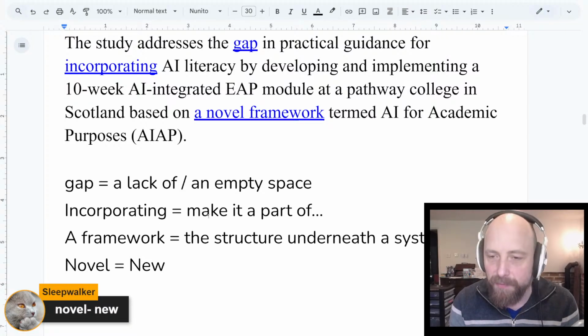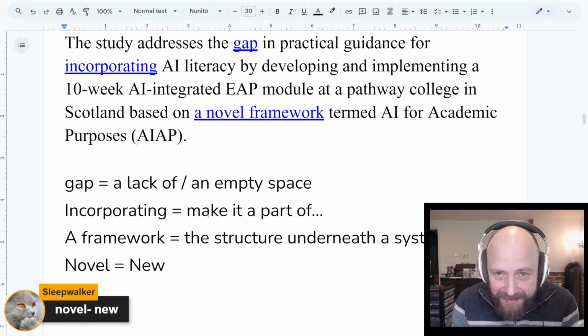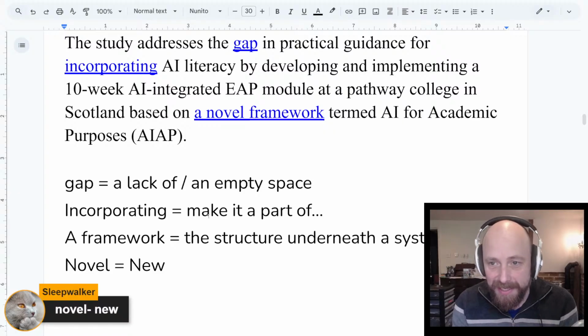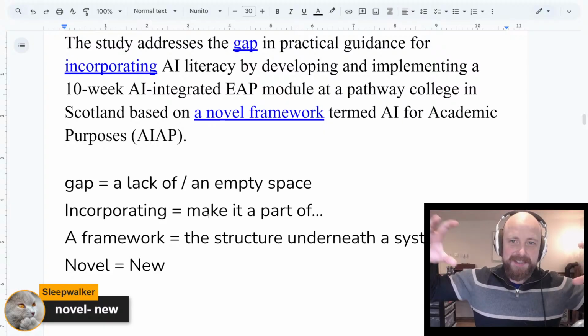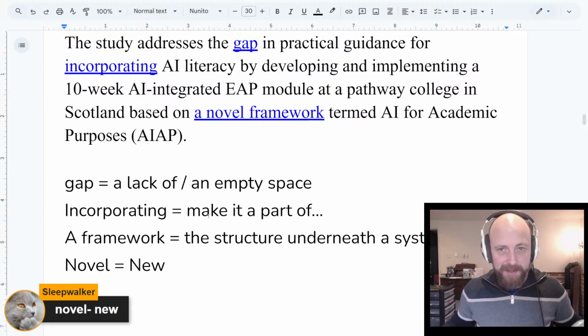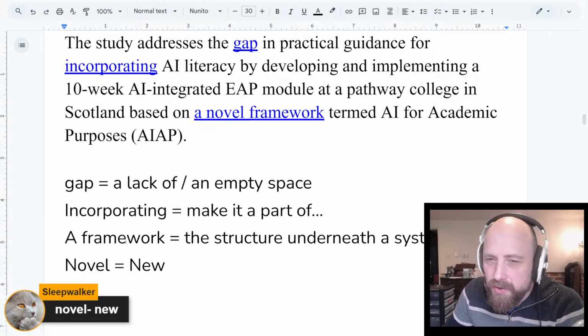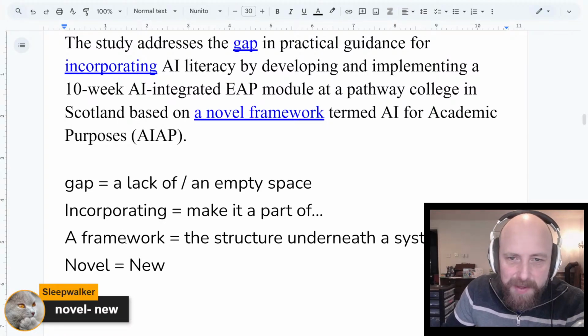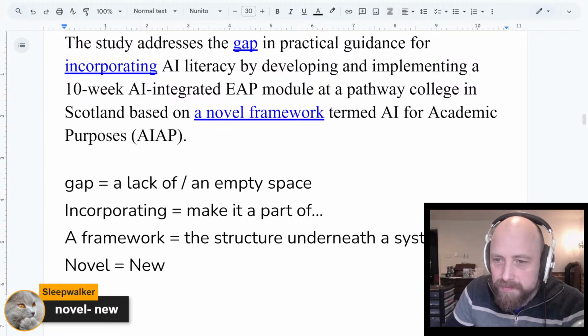So in this case, the framework is the structure underneath our incorporation of AI literacy into an EAP module. So the structure underneath that will offer us some sort of skeleton on which to build our classes and the things that we'll teach and the way that we teach them. And that's what a framework means in this context. Framework is used a lot in academic literature, academic papers, and actually in education in general.